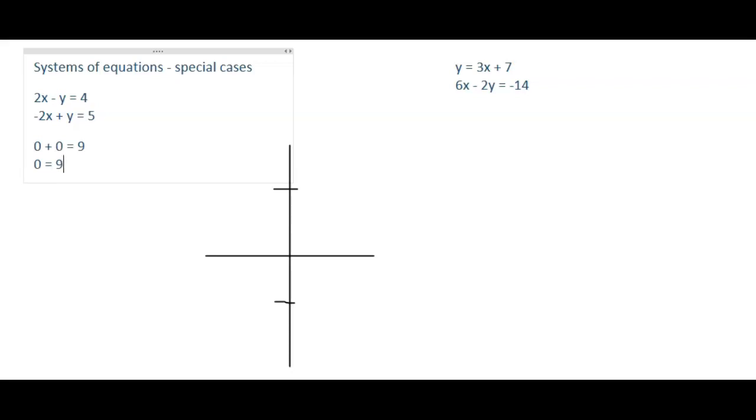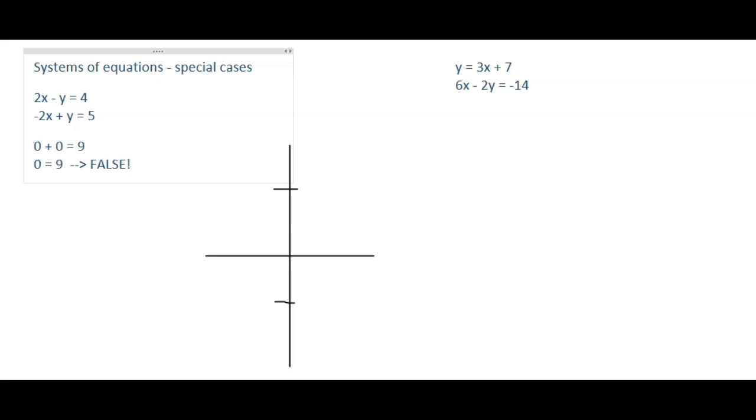But there's a problem with that. The x's and the y's are both all gone. There are no variables left, and I have 0 equals 9. Well, last I checked, 0 does not equal 9. That is a false statement. 0 and 9 are different numbers from each other. They're not equal in any way.